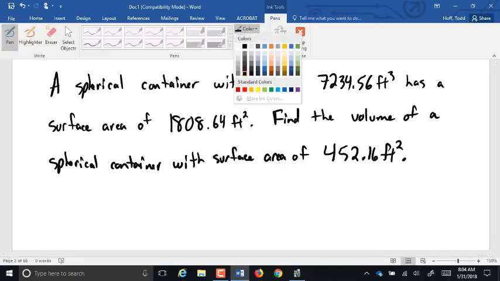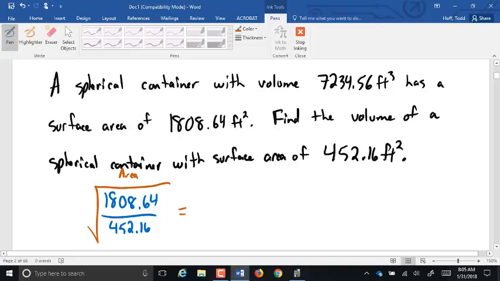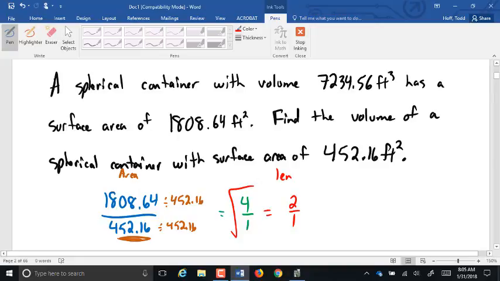We'll talk about it. Okay, so what's our strategy here? We've got the 1808.64 over 452.16. Now that is a ratio of areas. You have to square root those. Very good. Now I'm going to make life a little easier on you here. Before I square root them, both of those divide by 452.16. What I'm doing is turning it into a unit rate. I'm dividing by that bottom number. It comes out to be 4 to 1. When I square root it, it comes out to be a 2 to 1. That would be the ratio of lengths.